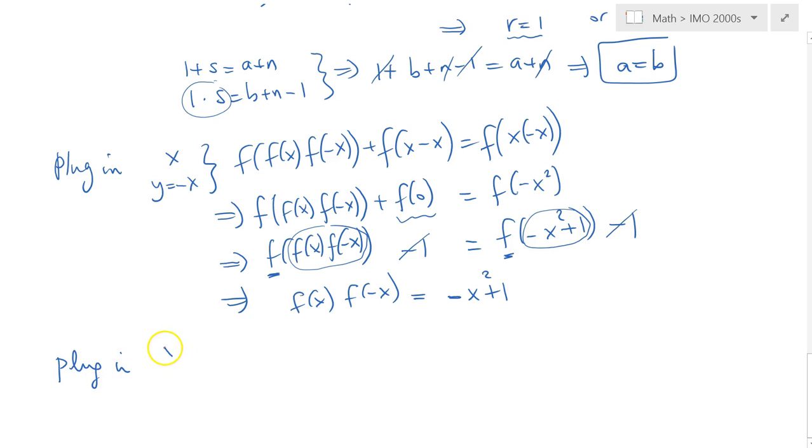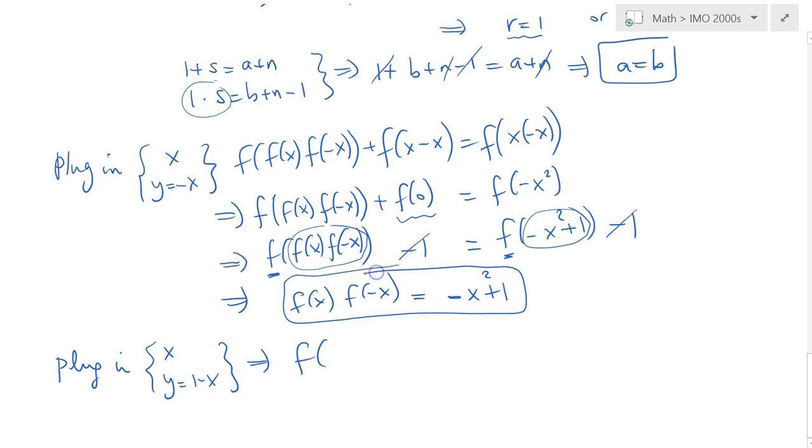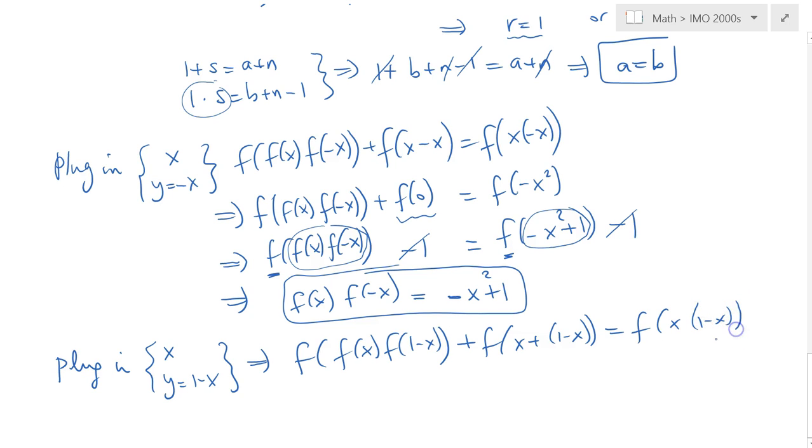Now I will further plug in. Let's plug in this time x. For the x, let's just keep the x. But for the y, let's just plug in 1 minus x. Let's see what happens now, and let's see if we can combine it with this earlier result to get something meaningful going. So f of x plus 1 minus x equals f of x times 1 minus x.